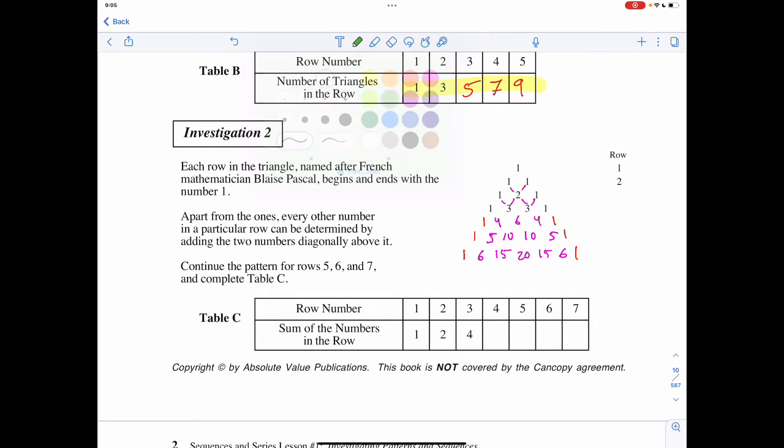Now if I add up all the digits in every row, the first one just has 1. The next row, 1 and 1 makes 2. The next row, 1, 2, and 1 makes 4. The next row, 1, 3, 3, and 1 is going to make 8. The next row, 1, 4, 6, 4, 1 makes 16. And I'm sure you can see the pattern going here. The next one is going to be 32. And the 7th row is going to be 64.